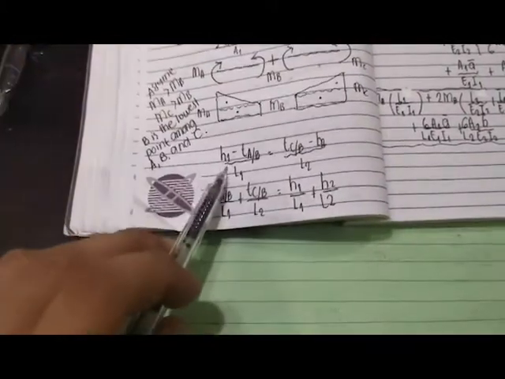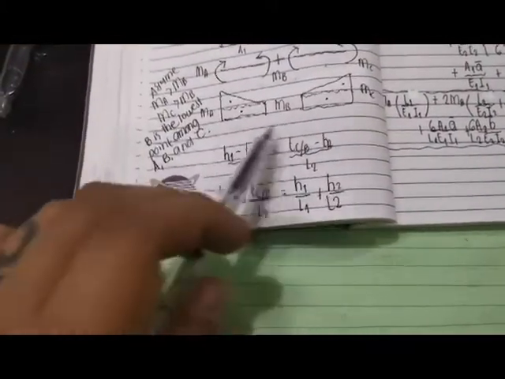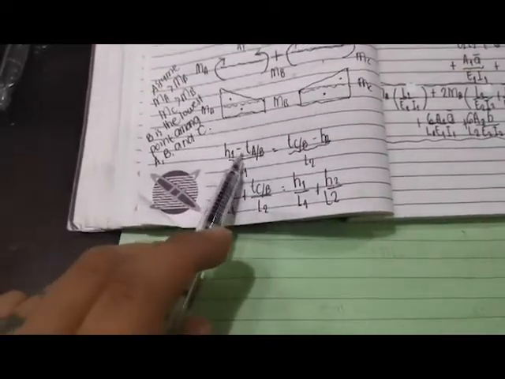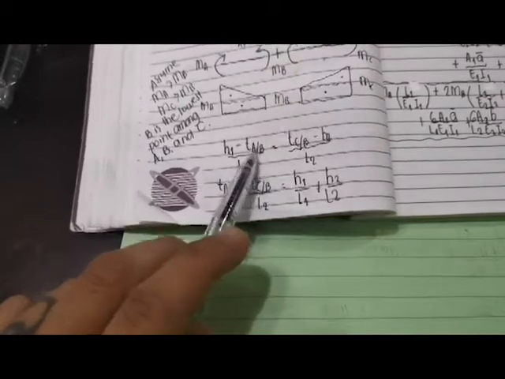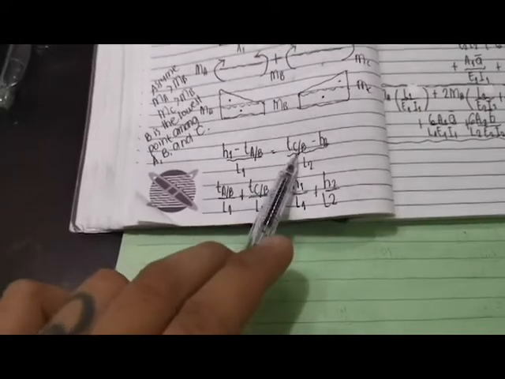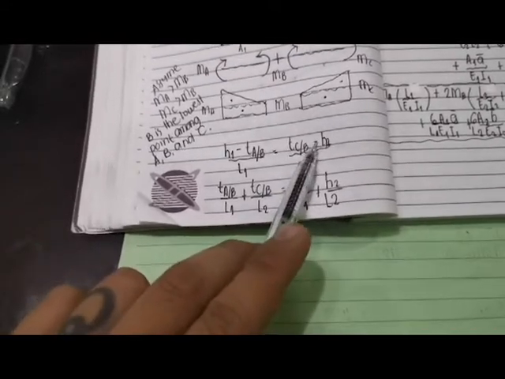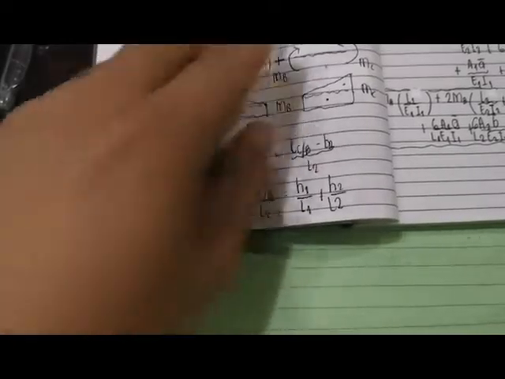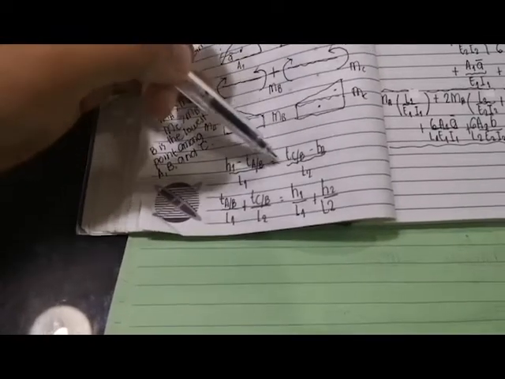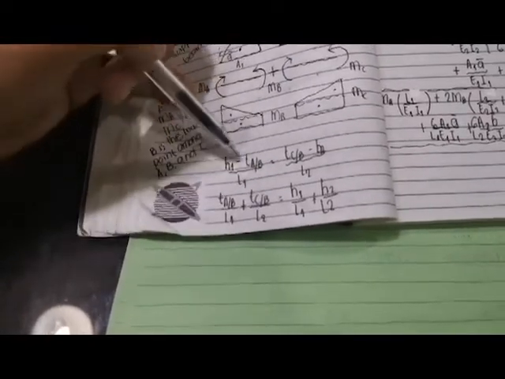Using ratio and proportion of triangles, we are able to derive this formula: h1 over L1, minus the tangential deviation of A with respect to B over L1, is equal to the tangential deviation of C with respect to B minus h2 over L2. Then we combine the two tangential deviations and the 2H.